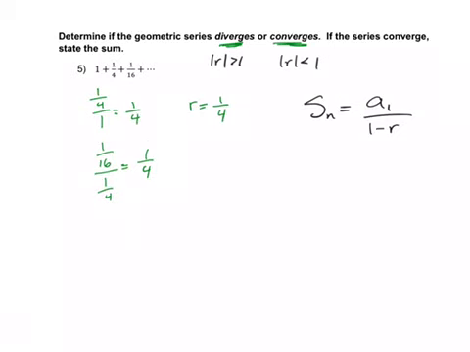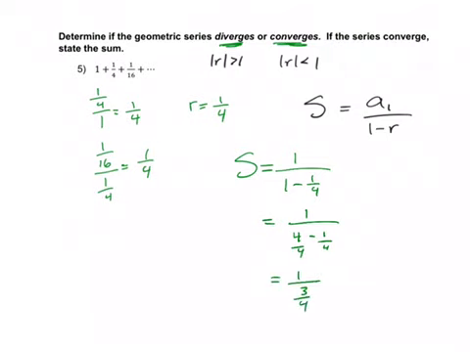Okay. So this is the same as S equals 1 over 1 minus 1 over 4. This formula does not need the n right there, right? So this is 1 over 3/4. So when I do that division, this is the same as 4 over 3. So this is 1.333. That's it.